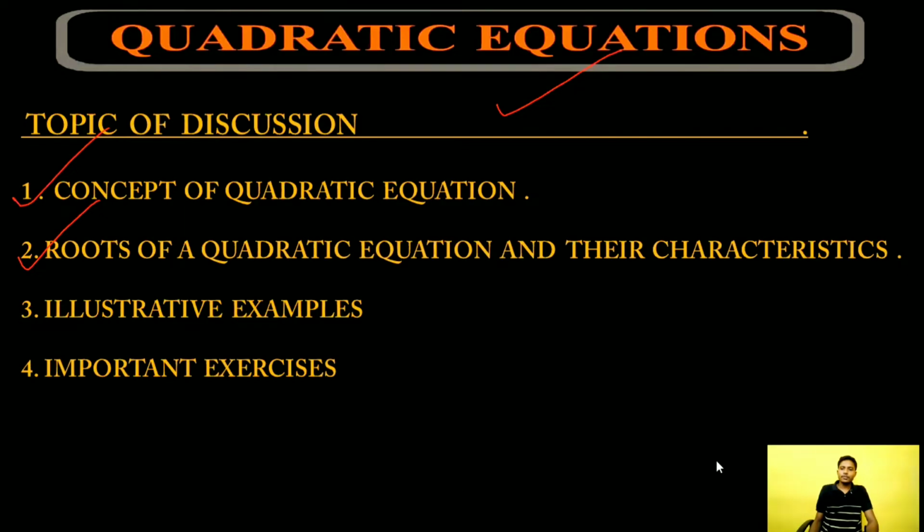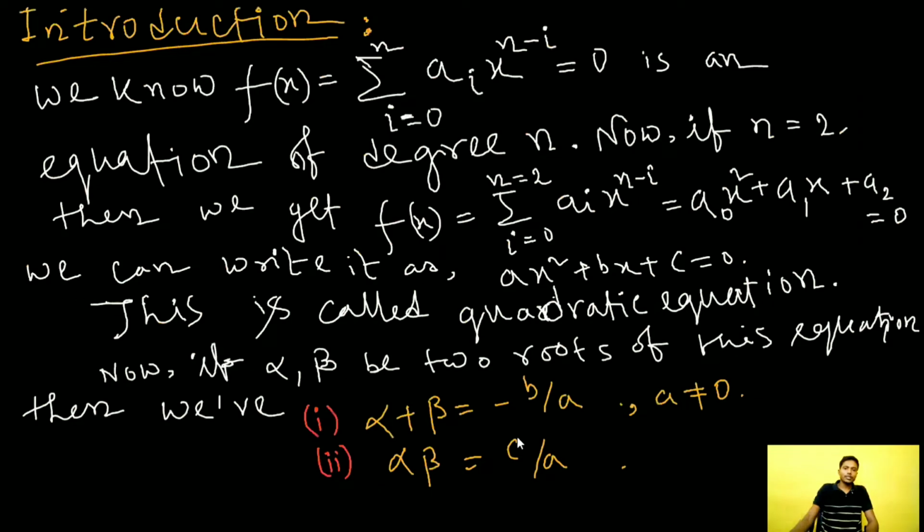First, I will discuss the concept of quadratic equation, that is, the introduction. We know f(x) equal to summation of i equal to 0 to n of a_i x^(n-i) equal to 0 is an equation of degree n. If we take the value of n equal to 2, then this equation will be the quadratic equation, and we can write f(x) equal to summation of i equal to 0 to n equal to 2 of a_i x^(n-i) equal to a0 x square plus a1 x plus a2 equal to 0, where a0 is not equal to 0.